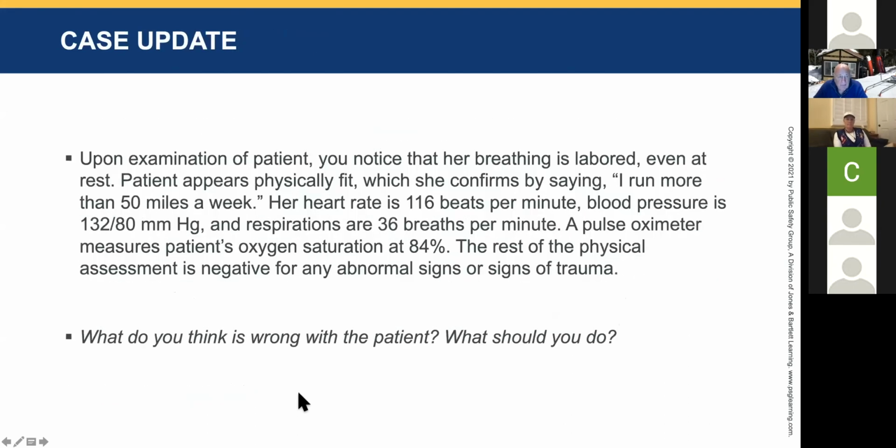Okay, let's move on a little bit. Here are some of the things that I'm going to throw at you. Upon examination of the patient, you find that her breathing was labored, even at rest. She appears physically fit. She confirms by saying, I run more than 50 miles a week. Her heart rate was 116.